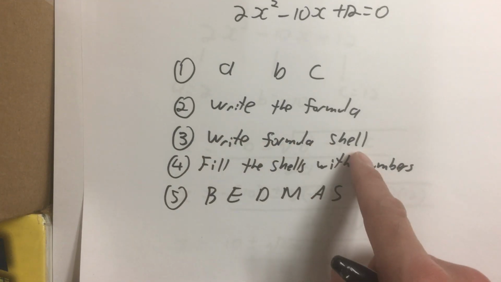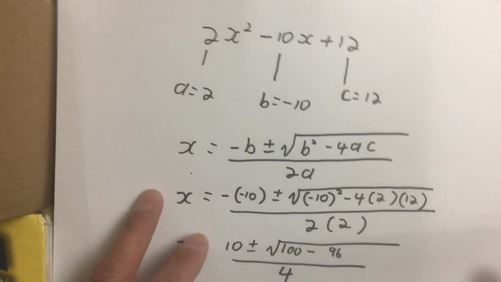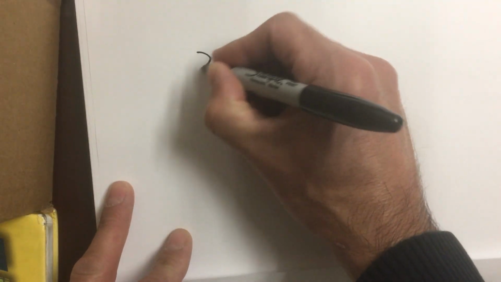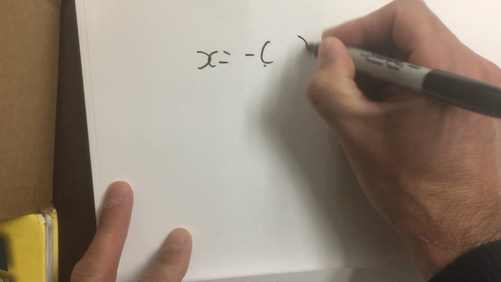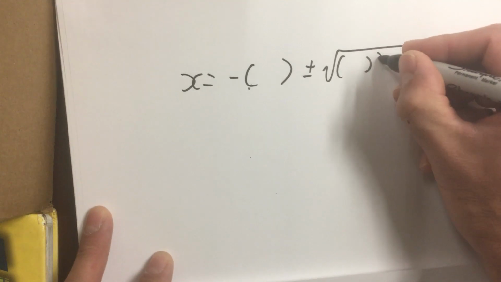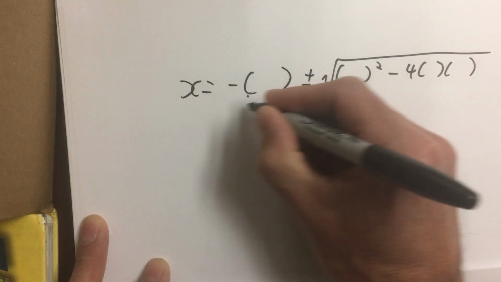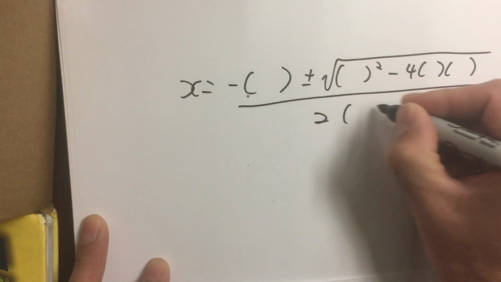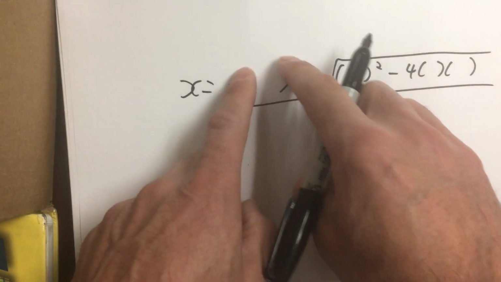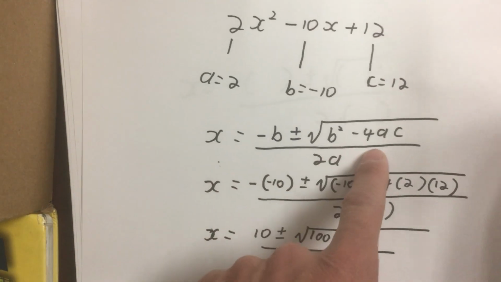Step 3, write the formula shell. Remember, before I had these numbers in here, I wrote out that empty shell. It should always look like this. Write out the empty shell and make sure you have a round bracket to replace each of those letters.